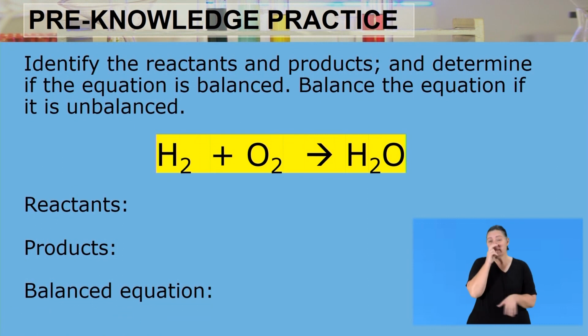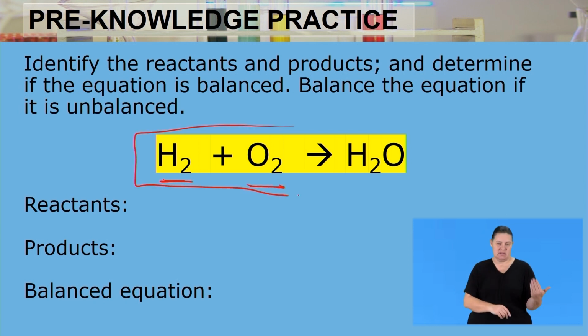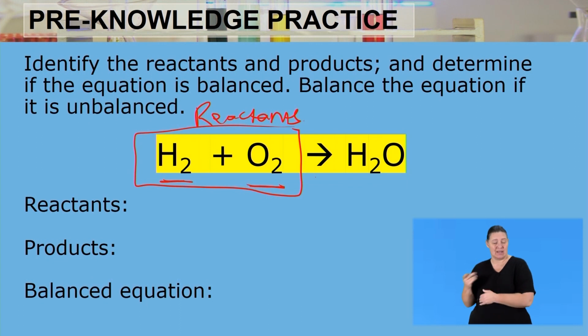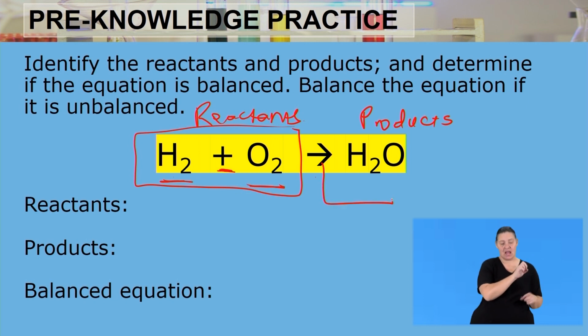The question we're given is to identify the reactants and products, and thereafter determine if the equation is balanced, and if it is not balanced, we need to balance it. The equation given to us is H2 plus O2 reacting to form H2O. We can see that we have H2 and O2 written on the left-hand side. Remember that what is written on the left-hand side are your reactants, and what is written on the right-hand side is our product. If we have more than one reactant or product, they are separated by a plus sign. As we can see, a plus sign separates our H2 and our O2. This is a react-to-form sign, or a yielding sign, to say that H2 and O2 yield H2O.